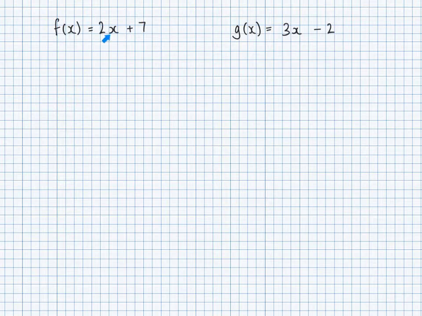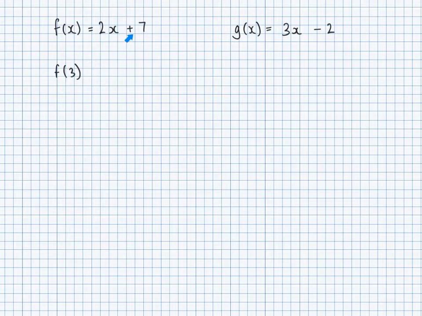So the input will go here, and we would times 2 and add 7, which will result in a certain output. Here, the input again is represented with the x, so we can input something here, times by 3 and take away 2. Now let's have a look at how that's written. Suppose we were to find what f of 3 is. Now notice how the x has been replaced with a 3.